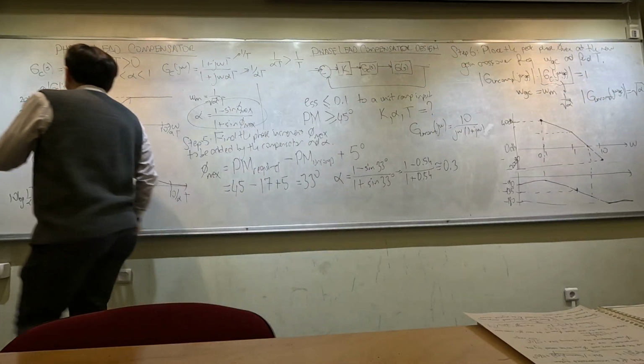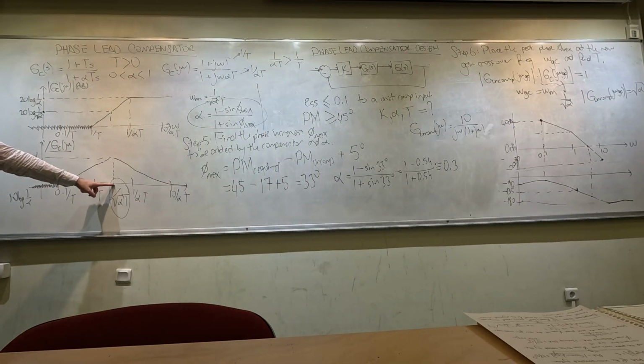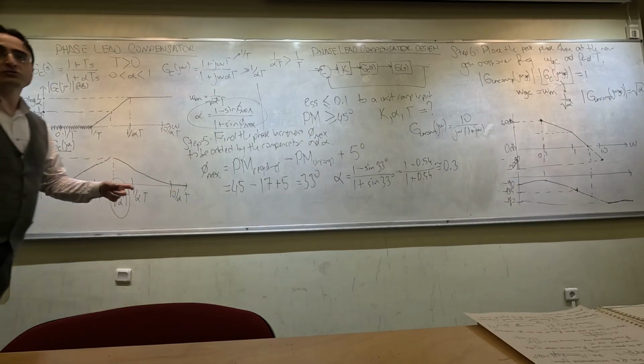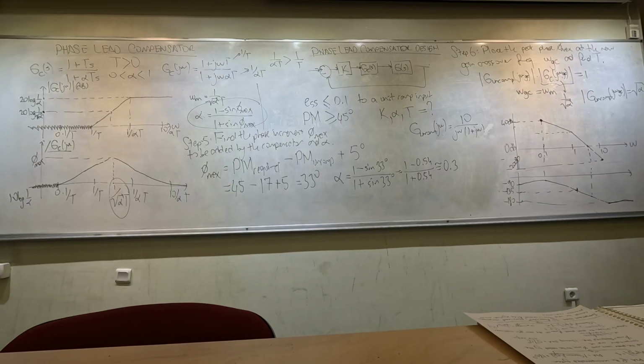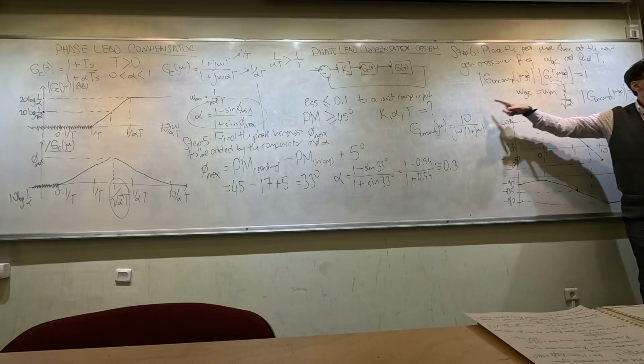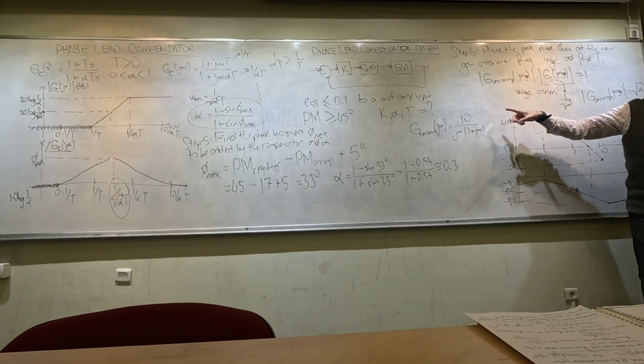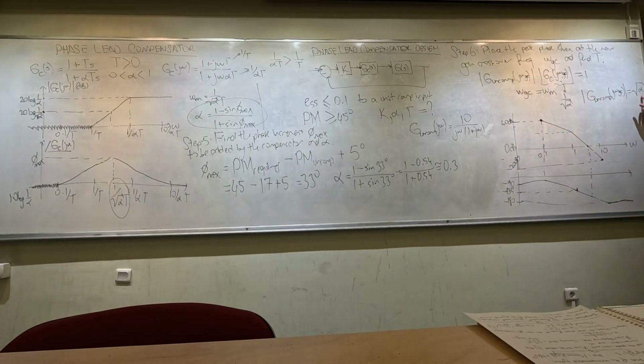So here we want the new gain crossover frequency to be exactly this frequency. For this frequency to be the new gain crossover frequency, the magnitude of the open loop system should be 1 or 0 dB at the new gain crossover frequency. When I satisfy this equality, the magnitude of the compensator is 1 over square root alpha. If I want the multiplication to be equal to 1, then the magnitude of the uncompensated system at the new gain crossover frequency should be square root alpha.